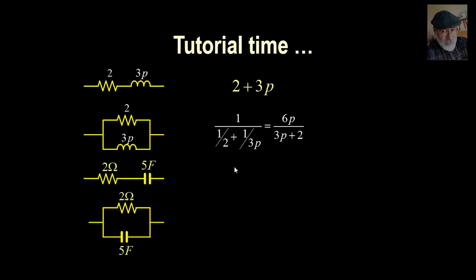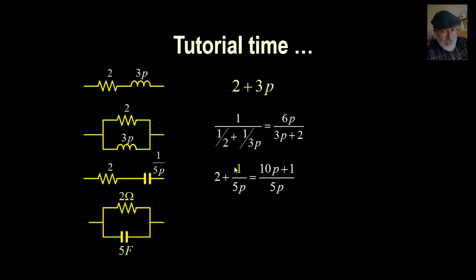Let's do one more. 2 ohms resistor in series with a 5 farads capacitor. Replace those by their p impedances. A 2 is a 2, but 5 farads is 1 over 5p. Now we combine them in series like that, evaluating the calculator to get a simplified version of the impedance.